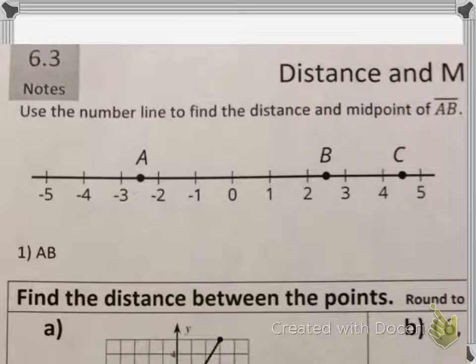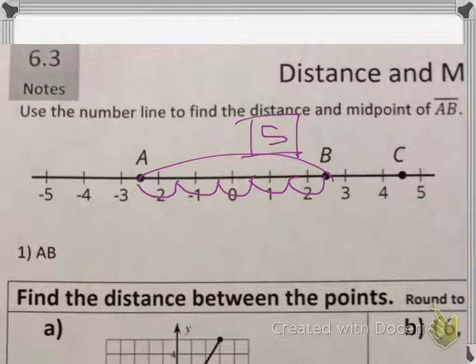So this first problem says use the number line to find the distance between point A and B. So from A to B. Really, when it's on the number line like that, we can usually count it. So it would be 1, 2, 3, 4, 5. We can count the distance on a number line. Normally it's nice when it goes from tick mark to tick mark like this, but this one was halfway in between, so I just made sure when I counted, I went to halfway in between again. So the distance is the length between 2 points.